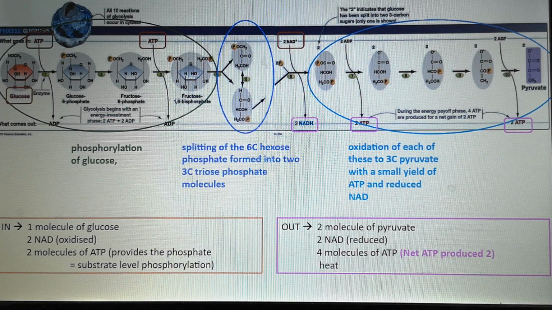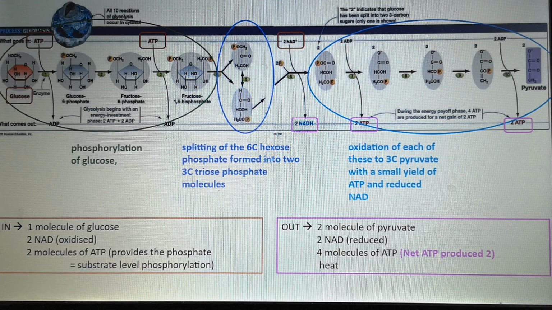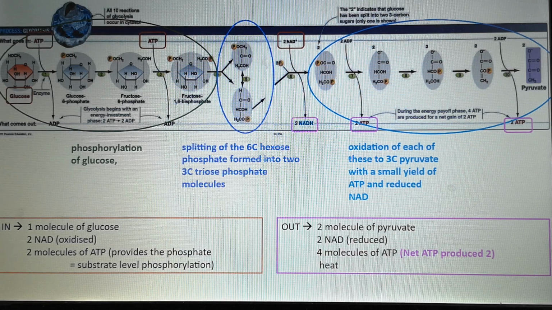Also heat. Remember, there's always a little bit of heat produced in any reaction. That's no different with respiration. It's why we're 37 degrees. It's why we run warm, because of the heat released during respiration.